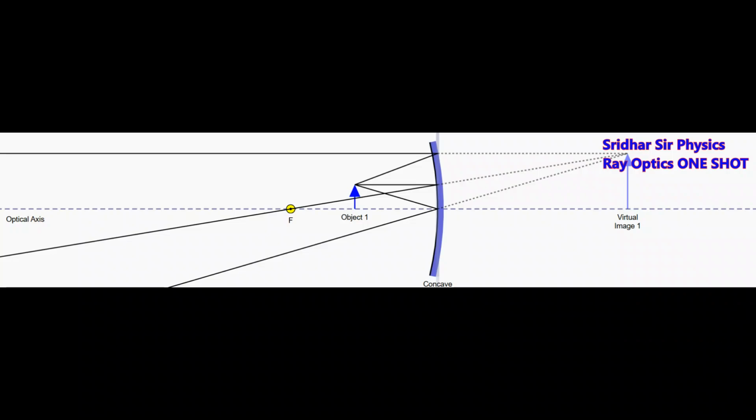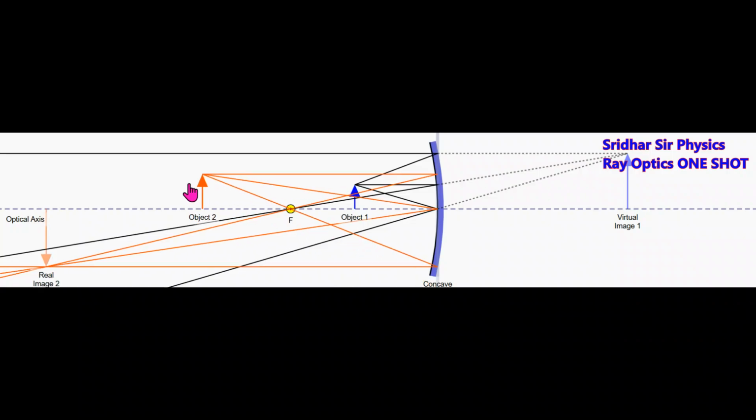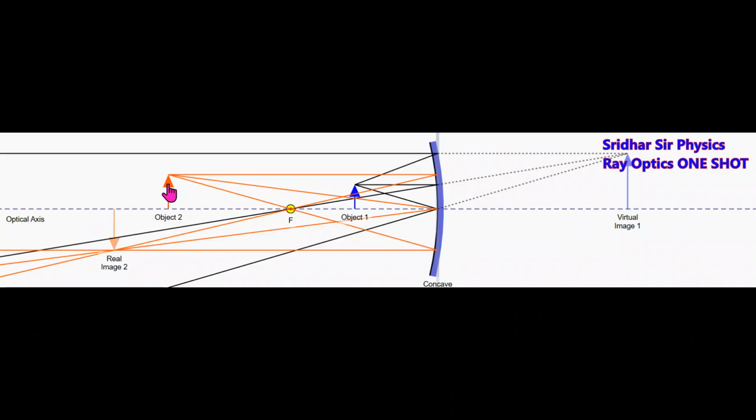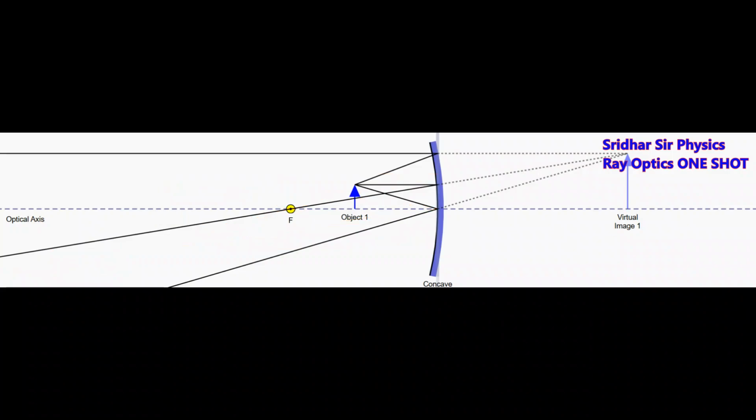If two objects are there, one object I'll keep here. The red color corresponds to object 2, which will form a real image for a real object. Object 1, for a real object, will form a virtual image. Okay, fine. So this is about the concave mirror. There's a basic idea. Agreed?